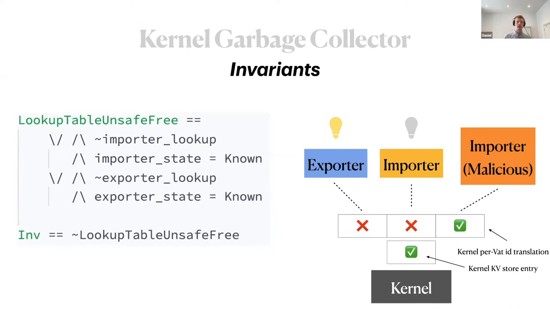We have another invariant which we check, which is we check for an unsafe free in the lookup tables, so the translation tables. And we can see here on the right that the importer has forgotten about the object. So it's actually fine that it has no translation table entry, but the exporter still knows about the object because it has the lit light bulb, and you can see that its translation table entry has been deleted. So this is an incorrect state, which we check for with this invariant.